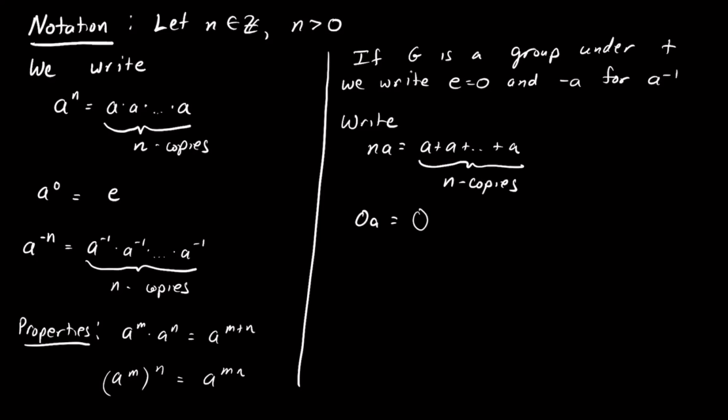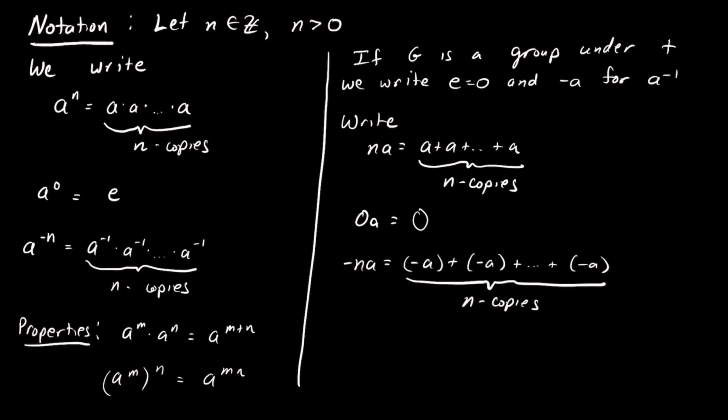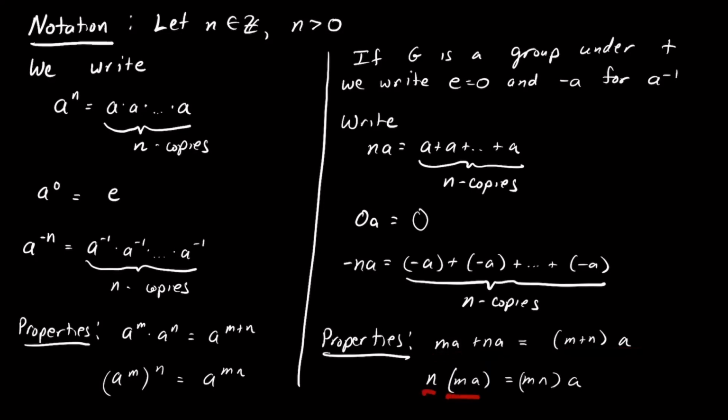If I encounter 0 times A, so this is our analog of A to the 0, I'm going to call that 0. That's my identity. And if I encounter negative n times A, that's just going to be negative A plus ... plus negative A, where I have n copies of negative A. And then finally, we have analogous properties, namely that mA plus nA is (m plus n)A, and n times mA is mn times A. Okay, so this is the notation we established. On the left-hand side, we have the multiplicative notation. On the right-hand side, we have the additive notation.